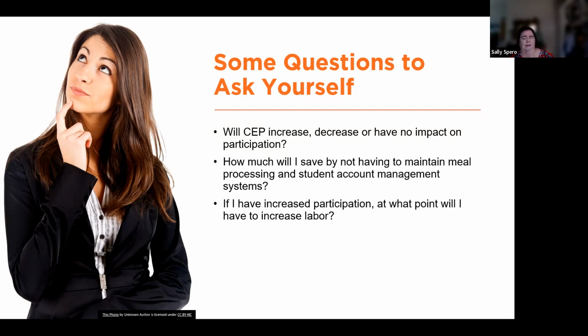If I have increased participation, at what point will I have to increase labor? Well, if your labor goal is, say, 25 meals per labor hour, it's probably somewhat flexible. It's probably more like 24 to 27. So at what point would you have so much participation that you'd have to increase it? You want to ask yourself that question. So if you say, well, I think it's going to increase it by 5%, you probably are not going to have to increase your labor. If you think it's going to increase it by 80%, then probably you are. But as you're working with your figures, you want to kind of keep that in mind.